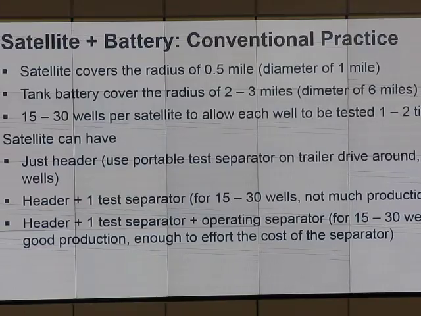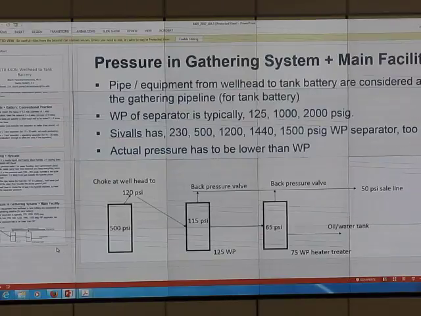Satellite and tank battery. In conventional practice, a satellite covers a radius of about 0.5 mile or a radius of 1 mile. For each satellite you want about 15 to 30 wells.